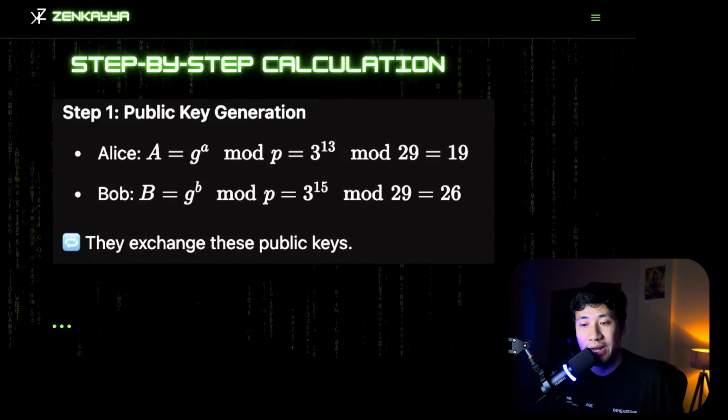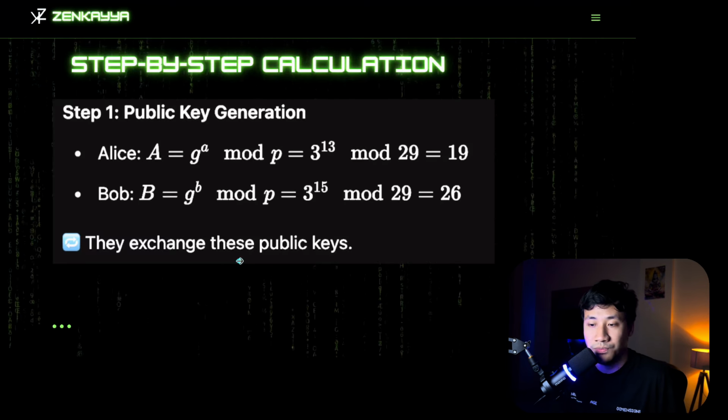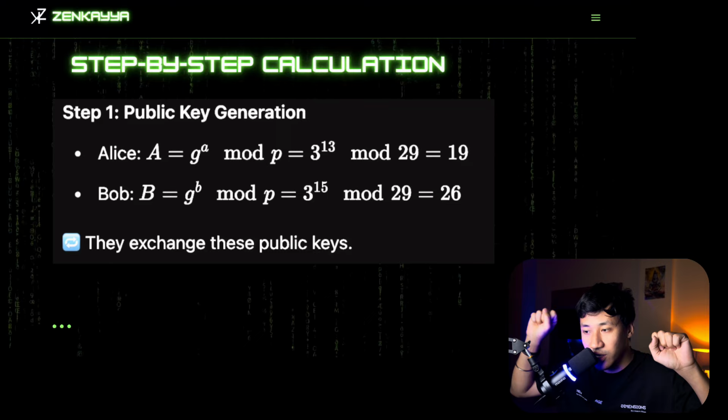Imagine this is an algorithm. Alice computes A equal to the formula g to the power a mod p. Alice chose a equal to 13, so it is 3 to the power 13 modulus 29, which equals 19. So the new color Alice got is 19.